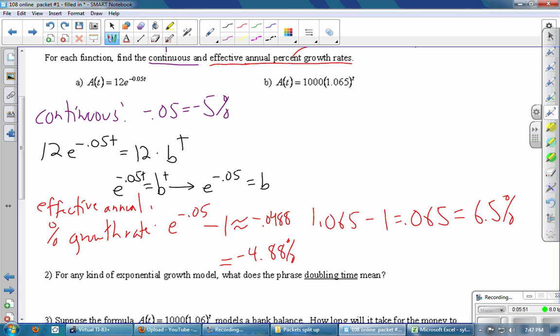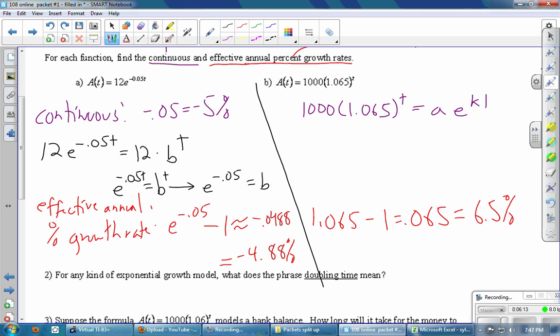So that's the effective annual percentage growth rate. And now we'll do the hard work for the second problem. We're trying to find the continuous growth rate. So I would really like this formula here, 1,000 times 1.065^t, to look like the continuous formula, Ae^(kt). If we could just get our hands on k, we win. That's the end of the ball game here.